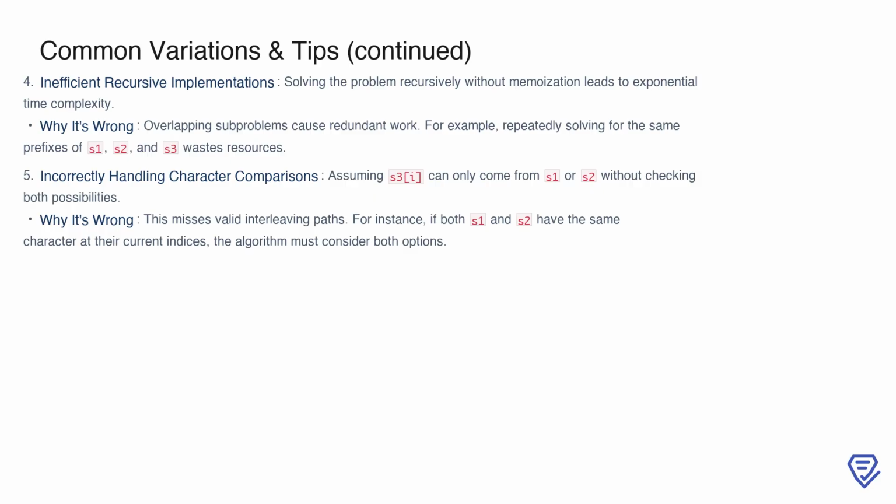Another issue arises in character comparisons. Some algorithms assume that each character in S3 can only correspond to either S1 or S2. However, when both strings have the same character at their current indices, both options must be considered to ensure all valid interleaving paths are explored. Failing to check both possibilities can miss valid solutions, especially in cases where characters overlap between S1 and S2.